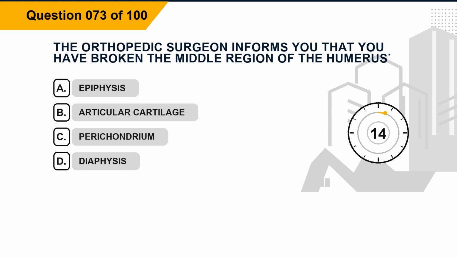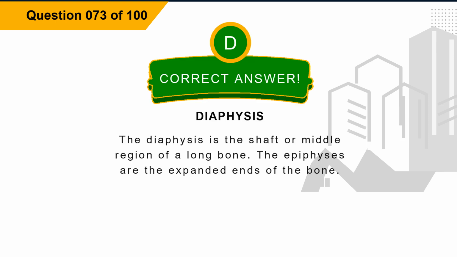Question 73. The orthopedic surgeon informs you that you have broken the middle region of the humerus. Option A. Epiphysis. Option B. Articular cartilage. Option C. Perichondrium. Option D. Diaphysis. The correct answer is option D.